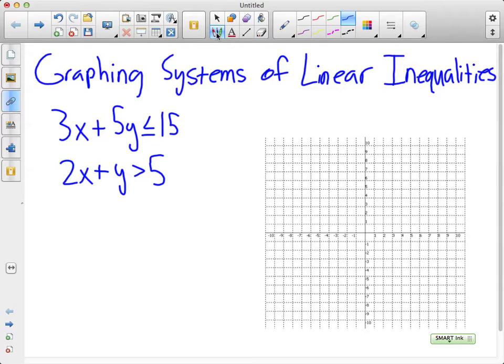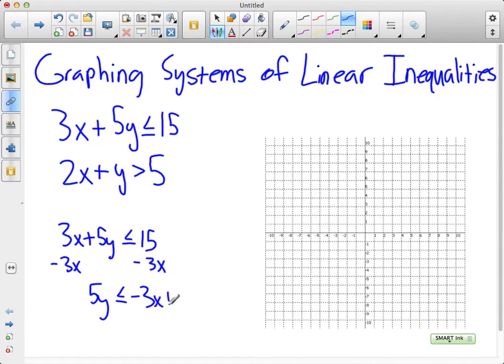Because remember, the first thing we have to do is just graph the line, 3x plus 5y equals 15. So that's 3x plus 5y less than or equal to 15. So we would subtract 3x. So then 5y is less than or equal to, I like keeping my x in front, but just remember 15 minus 3x is the same as negative 3x plus 15. And then divide everything by 5. And we get y less than or equal to negative 3/5 x plus 3.